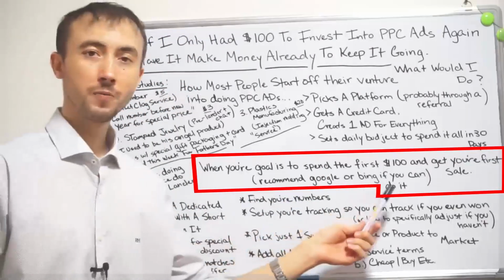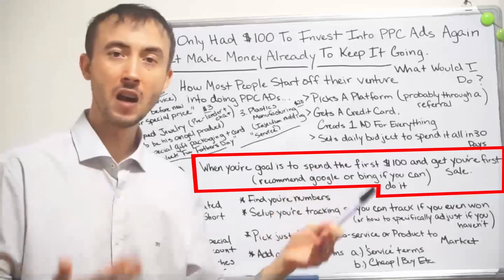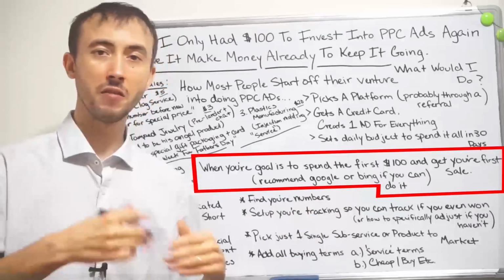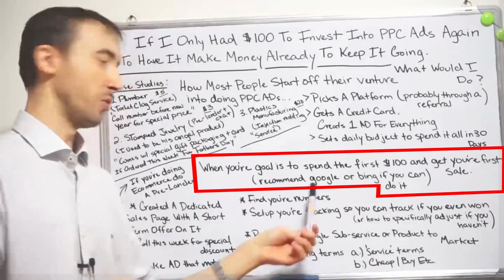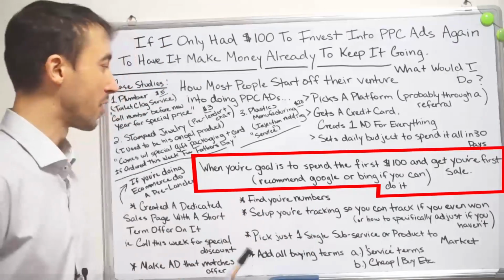So if you don't have enough volume, since Bing only has 10% of the market roughly of searches, if your market's not big enough, you just got to go through Google, and that's just kind of how it is on your first $100.